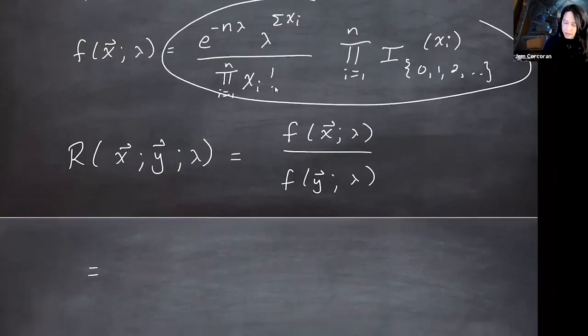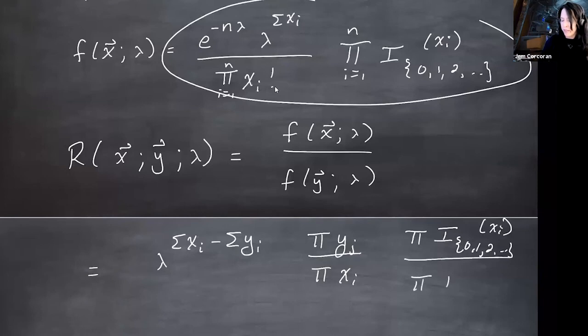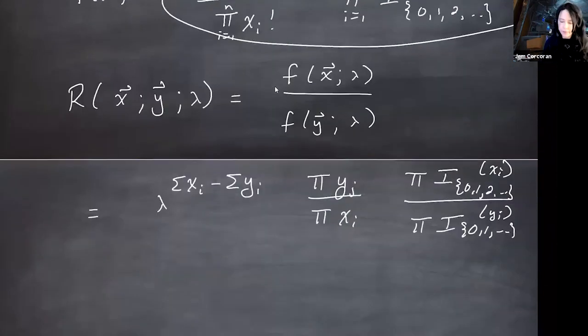So I'm going to be left with lambda to the sum of the X's minus the sum of the Y's. And I'm going to have a product of the Y's over a product of the X's and products of indicators. So a product of the indicators for the X's over a product of the indicators for the Y's. And so this involves lambda over here, but we can see both are vectors of length n.